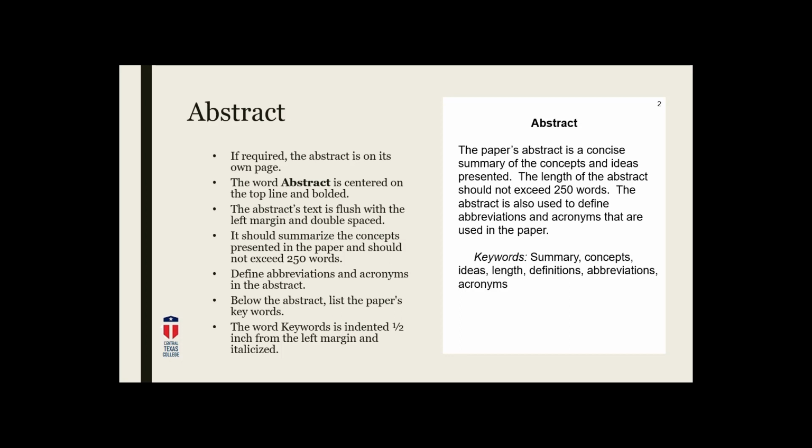The abstract page. If this is required, the abstract is on its own page. The word abstract is centered at the top on the top line and it is bolded. The abstract's text is flush with the left margin and double-spaced. It should summarize the concepts presented in the paper and should not exceed 250 words. Define abbreviations and acronyms in the abstract.